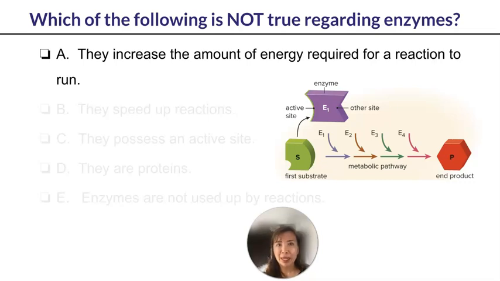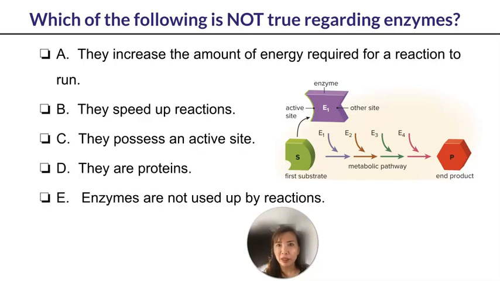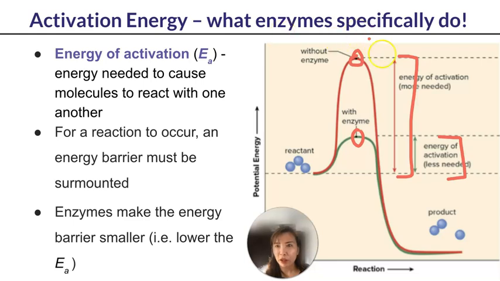Okay, so if we go back to the previous slide, just recall that they're actually lowering that activation energy that's required to get over that hump to convert the substrate into product. Okay, and that's it for enzymes.